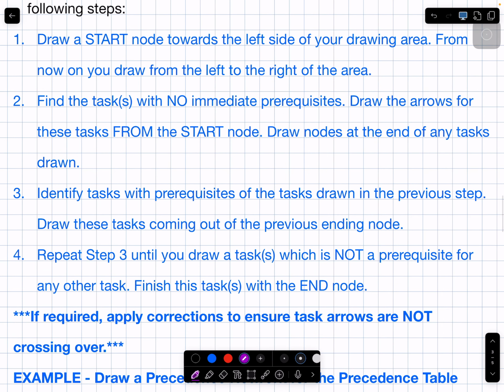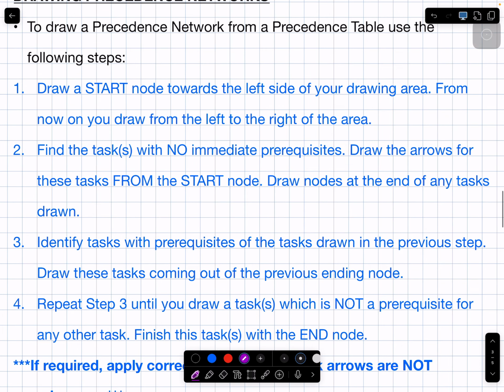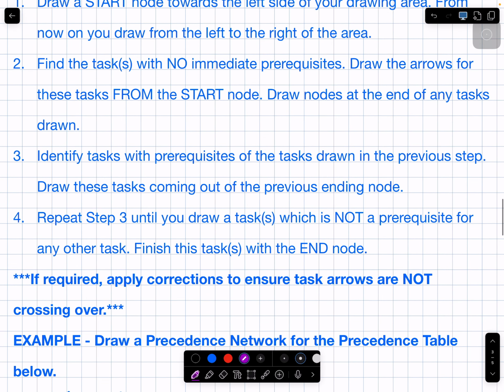Step 2, find the tasks with no immediate prerequisites. Draw the arrows for these tasks from the start node and draw nodes at the end of any tasks that you drew. So what am I looking for? I'm looking for anything that has no prerequisites. Which task has no prerequisites? A. So I'm going to draw that coming out of the start node. I'm going to put a node at the end of it, and I'm going to write the label A. So did I just demonstrate what step 2 was? Find tasks with no immediate prerequisites, draw them out.